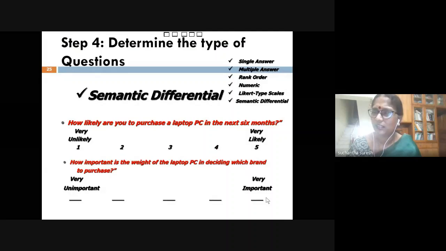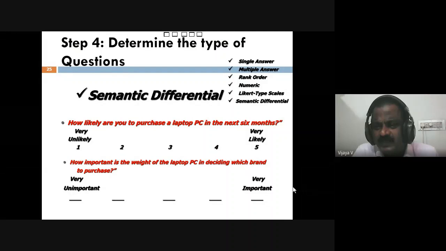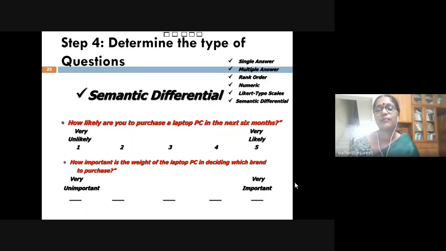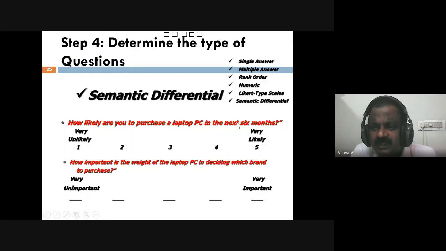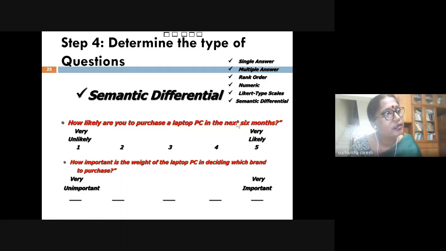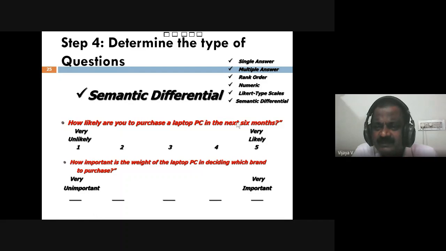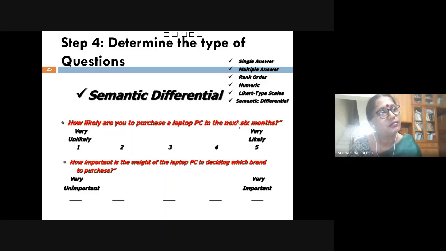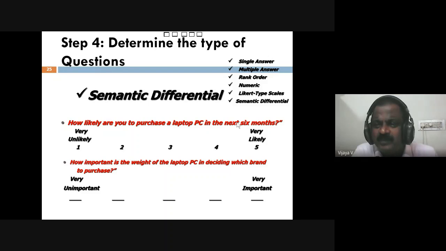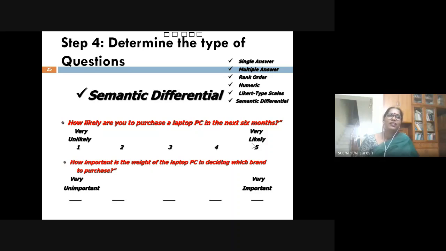Is that understood, sir? No, she has not responded anything. Okay. Nagraj Pujari, explain with one easy example. I think once again he's asking about the difference between ranking and Likert type methods, I think. Likert type scale. Okay.